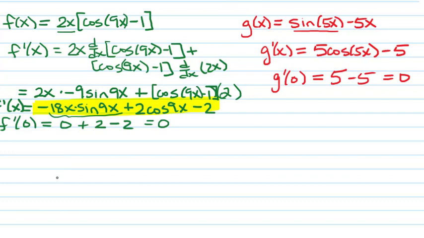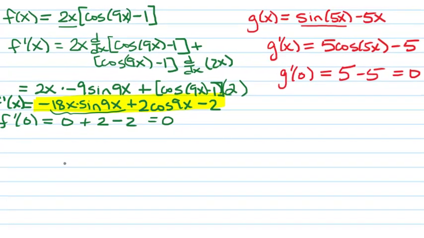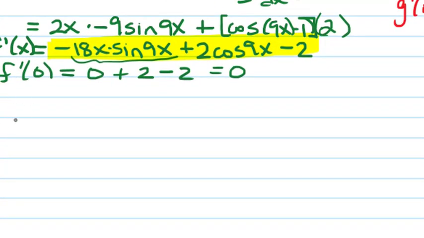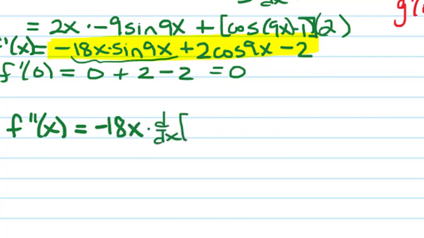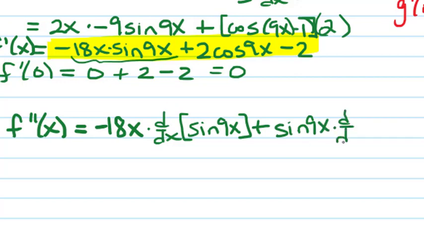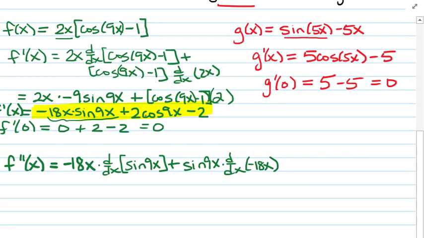It's going to require the product rule, something with an x times something with an x. So for the first term, when we find our second derivative, we have to have the first function, which is negative 18x, times the derivative of the second function, which is the derivative of the sine of 9x, plus the second function, which is sine of 9x, times the derivative of the first, the derivative of negative 18x, plus we have to have the derivative of 2 cosine 9x.